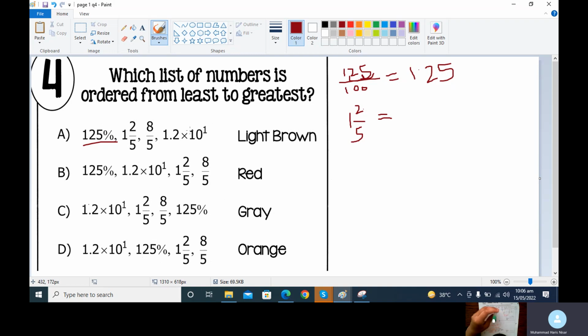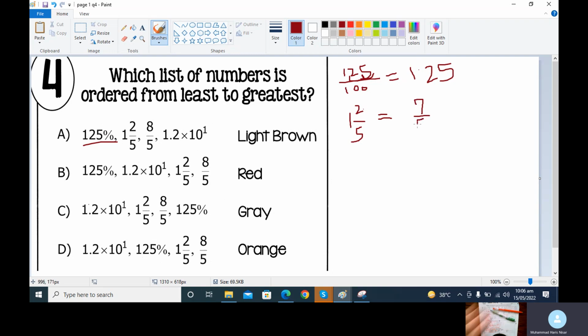The next one is 1 2 by 5. It is in mixed form. To solve this type of question, you simply multiply the denominator 5 with the coefficient 1, which is 5, and then add the 2, which gives 7. So you write 7 by 5.